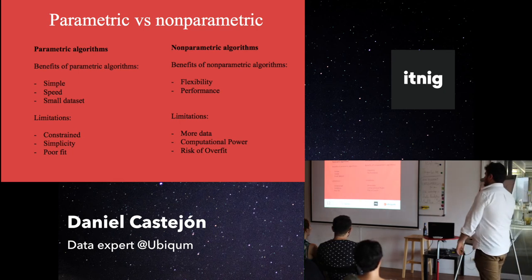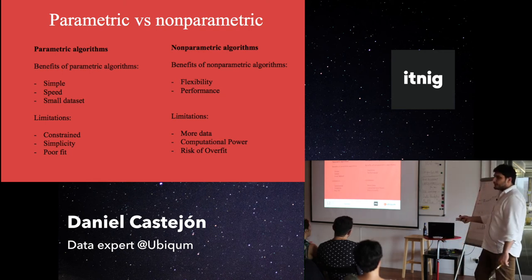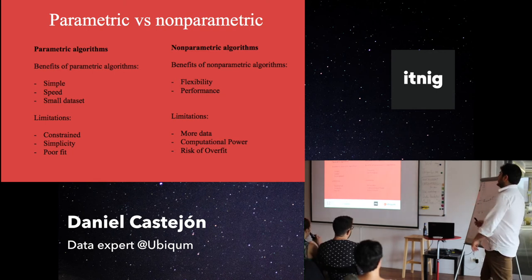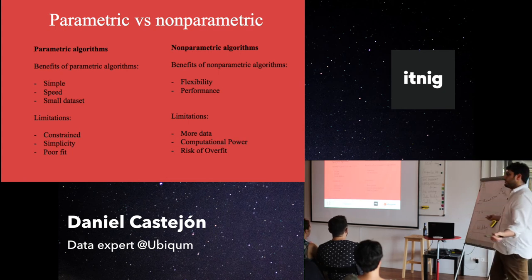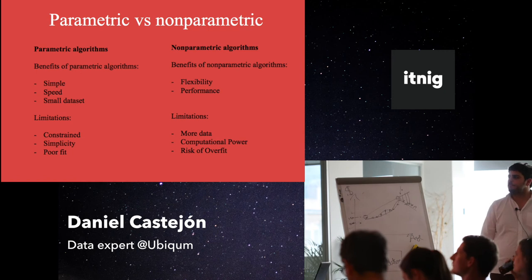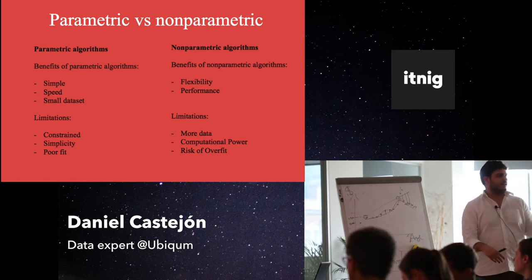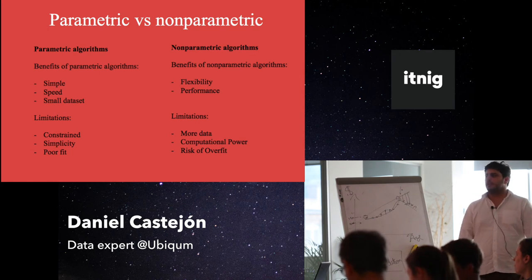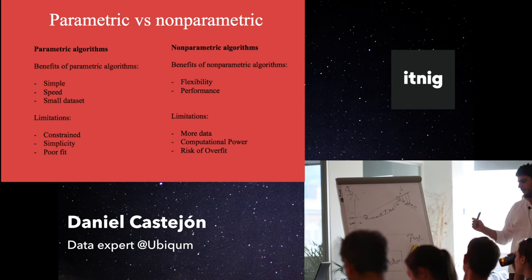Non-parametric algorithms, benefits. They are more flexible, as I already said. The performance is better because I can adapt better to my data points. Limitations, they require more data to learn the shapes, because if not, they will do movements that are completely arbitrary and they will fail. Computational power, of course, to deal with these large data sets, I need more powerful computers. And finally, risk of overfitting. The demon came already.